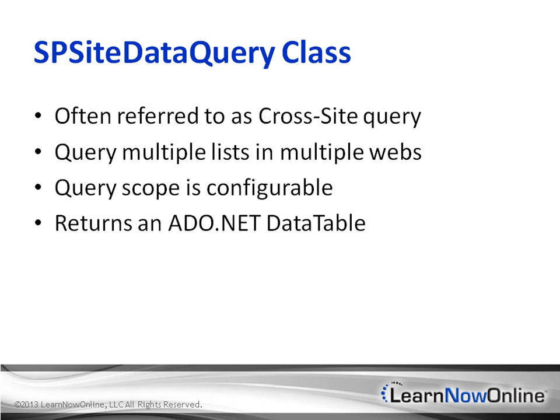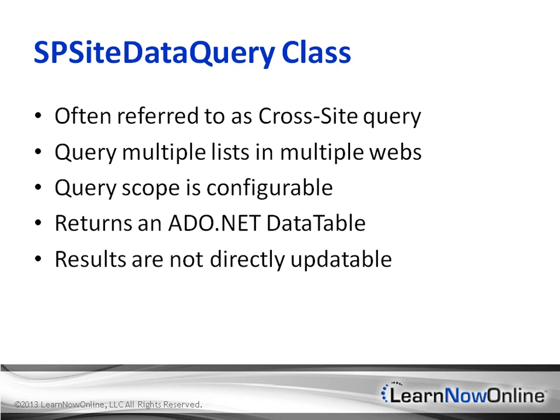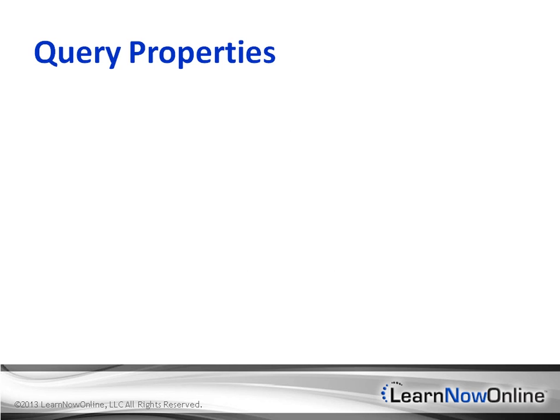The difference with SPSiteDataQuery is that instead of returning the SPListItemCollection, which is updatable, it's going to just return an ADO.NET DataTable. Now, the ADO.NET DataTable class is completely separated from its data source, so it's just a container of data. So you're basically getting read-only data back. You can't directly update things in that data table, but you could take the IDs that were in that data table and later on get a list item from that ID and do an update.